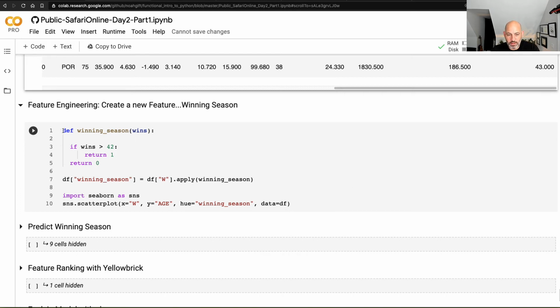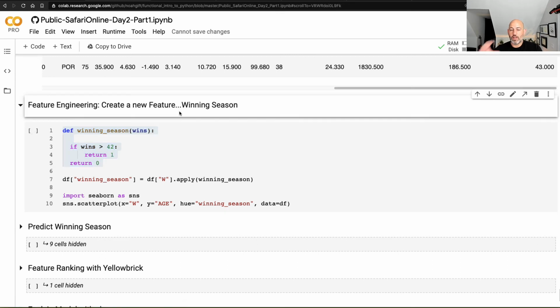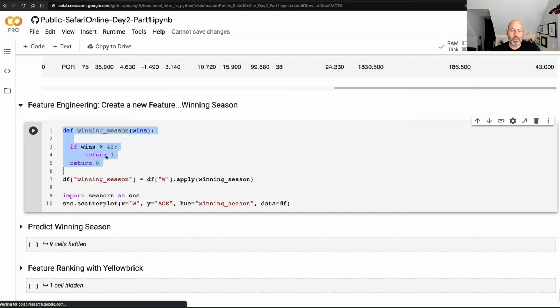So next, what I'll do is I will create a new feature, which is a winning season. And notice what I do here is I create a function called winning season. And all it does is it takes a win and says if the number here is over 42, return back 1, otherwise return back 0. So basically I'm binning the data. If it's over 42, it means it's a winning season. If it's under, it's a losing season.